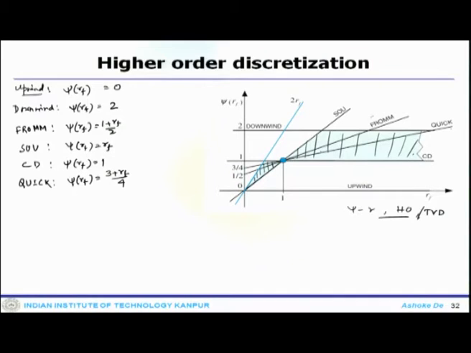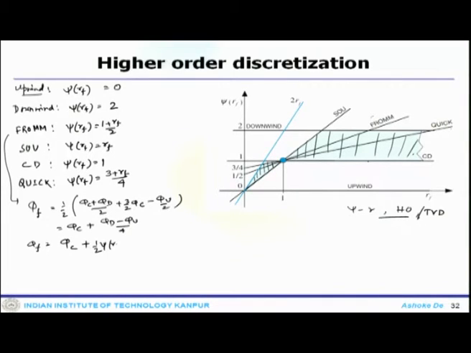Now, the FROMM scheme is essentially the average of CD and second order upwind scheme, and its functional relationship can be presented like phi f equals half of (phi c plus phi d by 2) plus (3 by 2 phi c minus phi u by 2), which is nothing but phi c plus (phi d minus phi u) by 4, and phi f equals phi c plus half psi Rf (phi d minus phi c), which leads to psi Rf equals 1 plus Rf by 2. That is what you get.